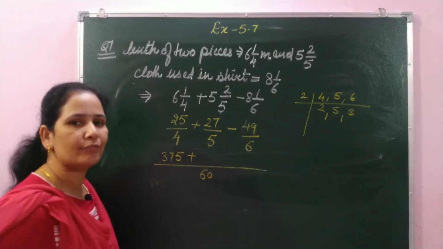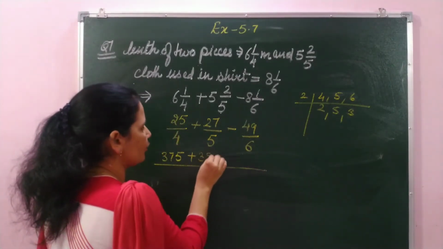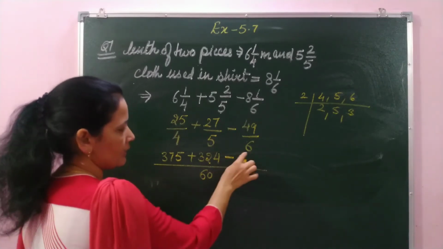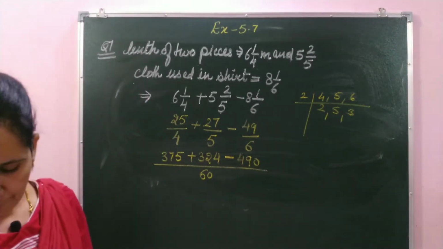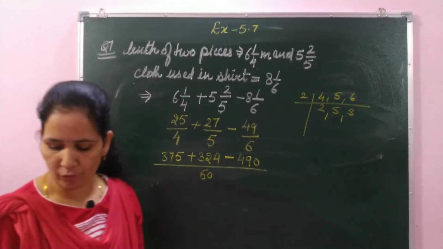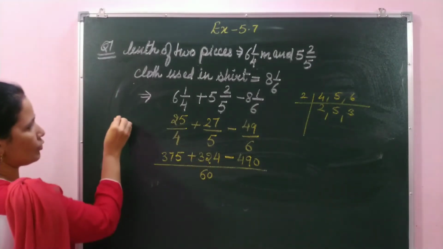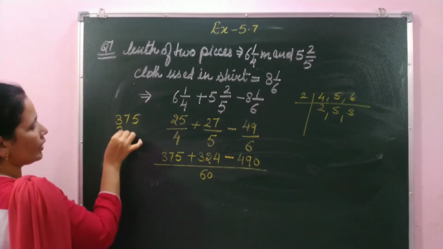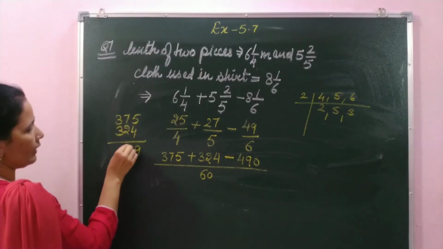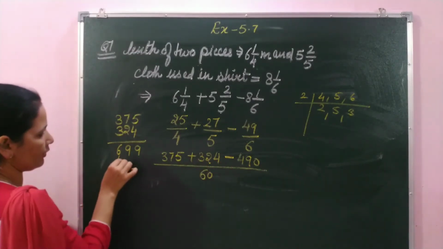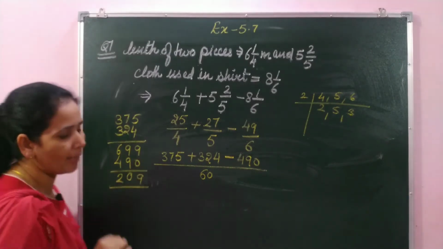Plus, 60 divided by 5, we get 12. And 27 multiplied by 12, that means 324. Minus, 6 10s are 60, the 49 10s, 490. Okay, students. From here we get 375, 324 and 490. Now first take the addition of these two. 375 plus 324. That means 5 plus 4, 9, 7 plus 2, 9 and 3 plus 3, 6. Then subtract 490. If we subtract this one, we get from here 209 by 60.